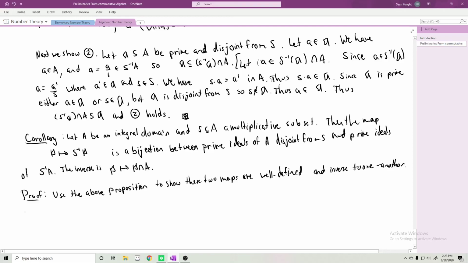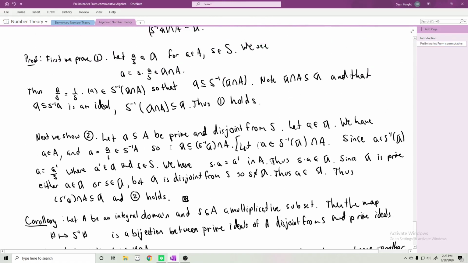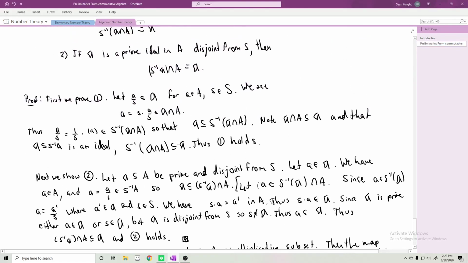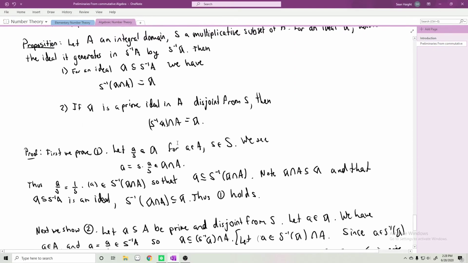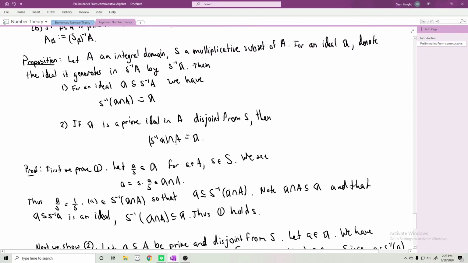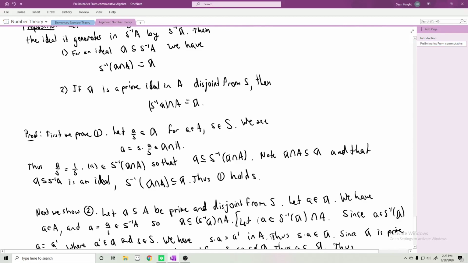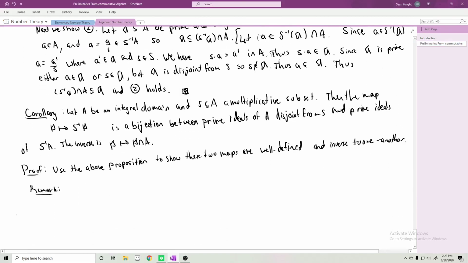And one last remark I want to make. So maybe you ask, okay, why is this called localization? And I'm not going to answer it fully, but I'll at least tell you what relation it has to the previous sections on local rings.